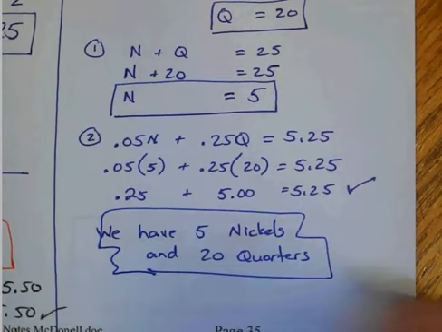This is what we're going to be doing any time we have a problem involving money. The easiest thing to remember on this one is to multiply by 100 to get rid of all your decimals.